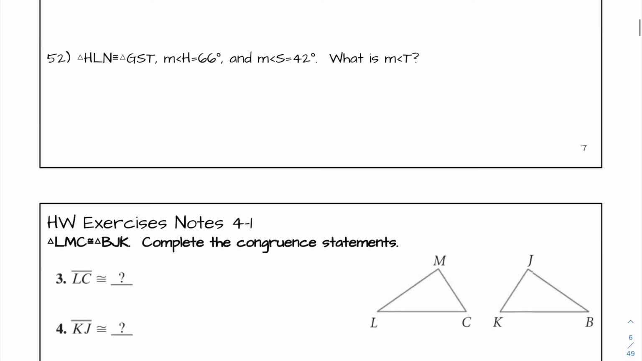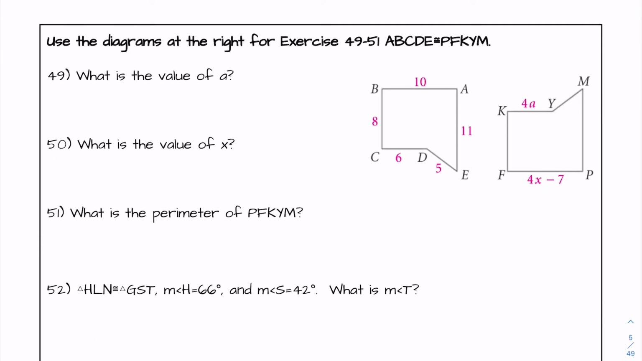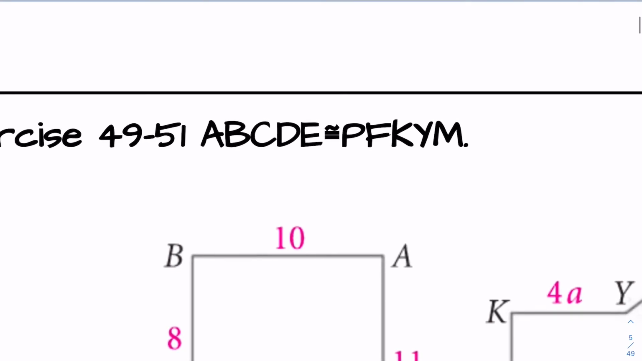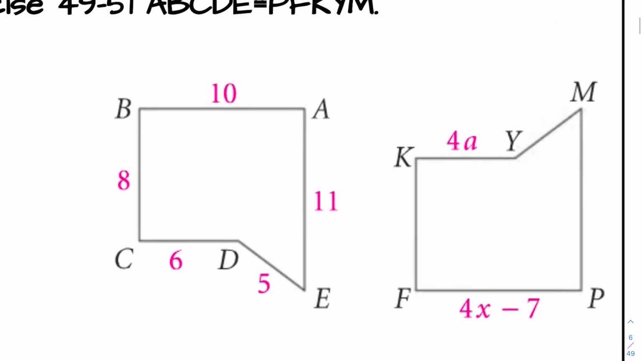Use the diagrams, and I think this is the last assignment before we depart for this one. Use the diagram at the right for exercises 49 to 51. ABCDE is congruent to PFKYM. So here's what we do know.